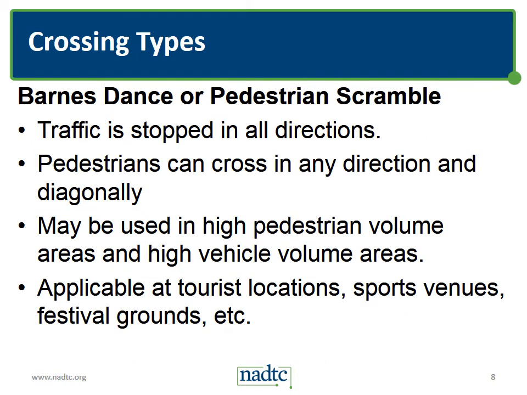The last type of crossing we'll look at here is the pedestrian scramble, or Barnes dance. This is named after mid-20th century traffic engineer Henry Barnes. In a scramble, traffic is stopped in all directions. Pedestrians can cross in any direction, including diagonally. A scramble is used in high-volume pedestrian and traffic areas such as tourist locations, sports venues, or festival grounds. Here in Washington, D.C., we have a pedestrian scramble at H and 7th Streets in Chinatown, which is a high-volume pedestrian area and is also located adjacent to a sports arena.